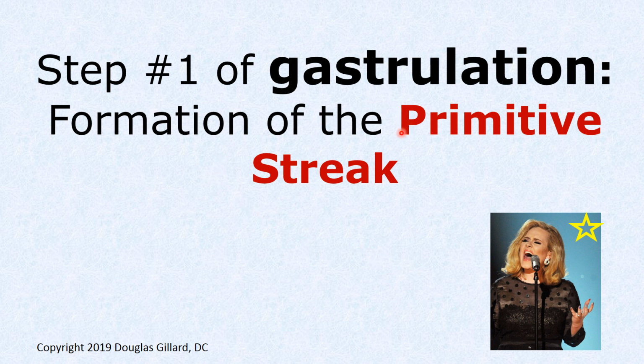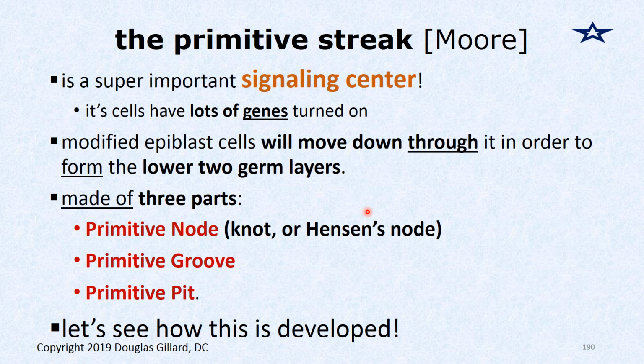Okay, so let's start our gastrulation. Step 1 is the creation of the primitive streak. What in the world is the primitive streak? I showed you what it looked like, but we'll build one here in a second. It's a super important signaling center. The cells that make up the primitive streak have all sorts of different genes turned on. We'll look at some of the gene products, and those gene products can influence cells moving through it and direct them where to go and what to become. So it's super important that you get a well-formed primitive streak.